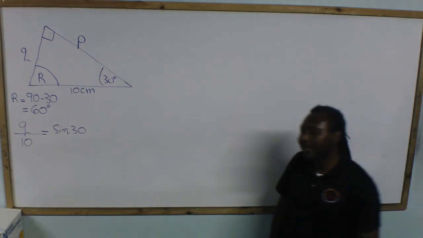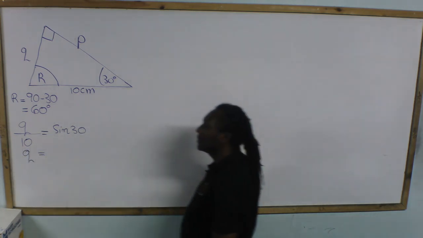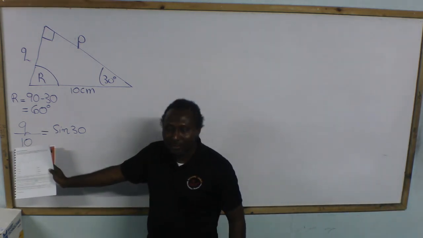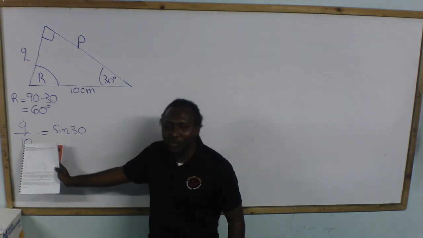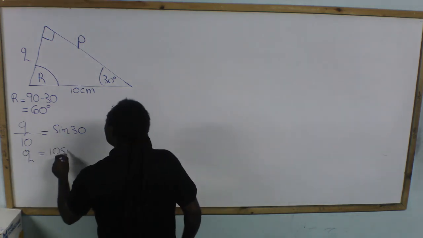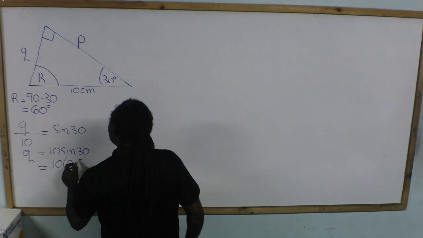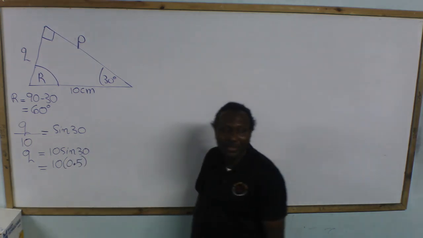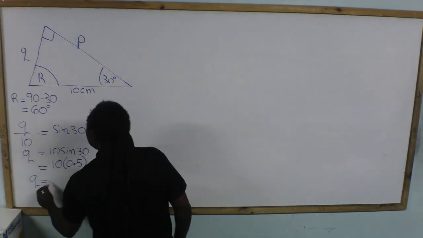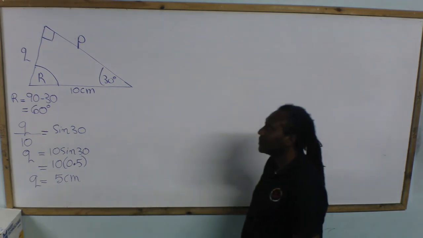Can you transpose that in order to find Q? Q is equal to what? We are dividing by 10 here. We eliminate this 10 that we're dividing by here by doing what? By multiplication. So it's 10 sine 30. Sine 30 is what? On your calculator in your books. 0.5. So Q is actually equal to what then in the final analysis? 5 centimeters. Okay?